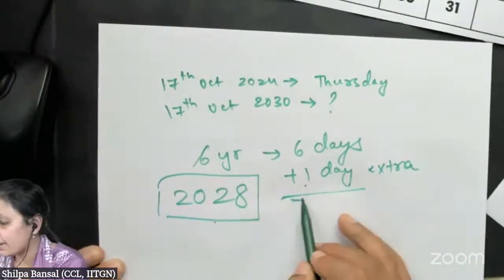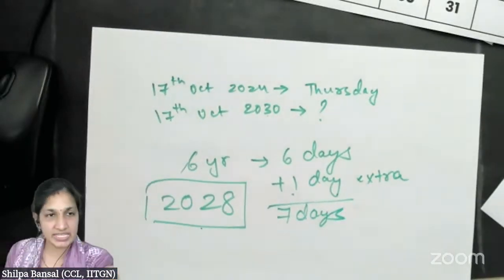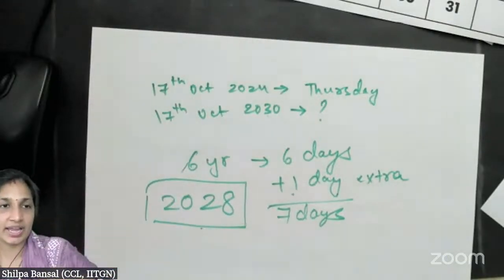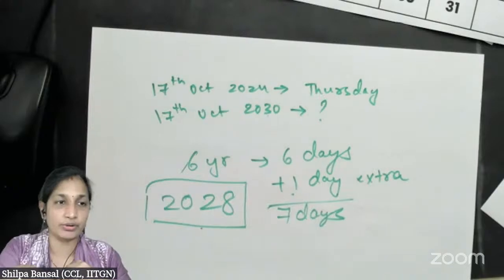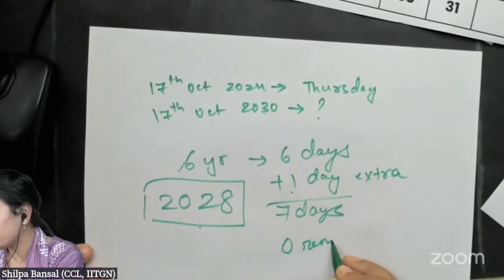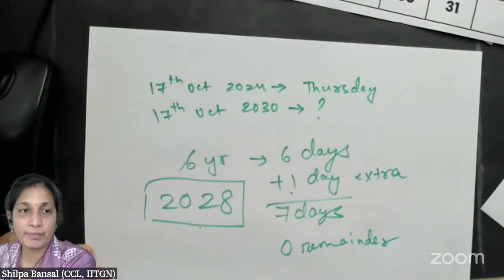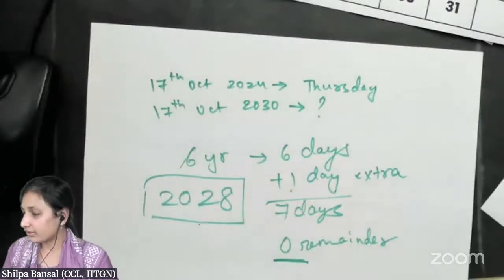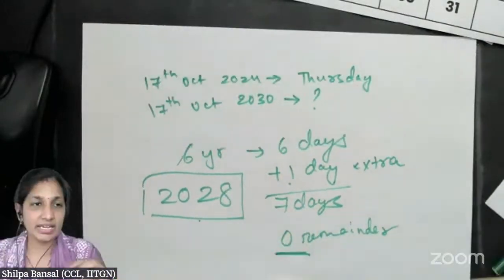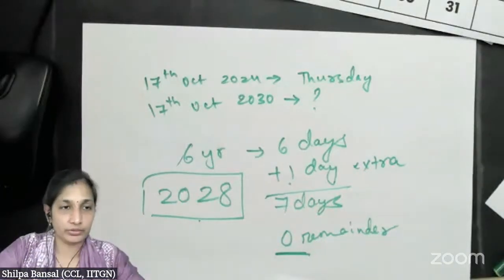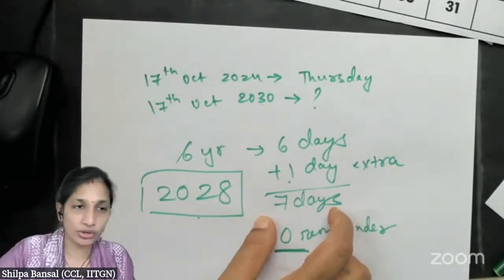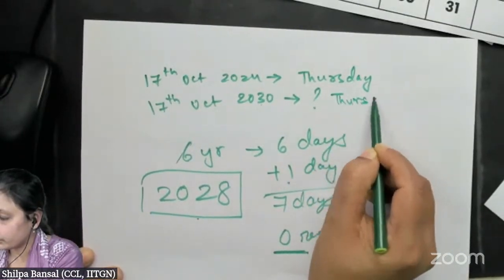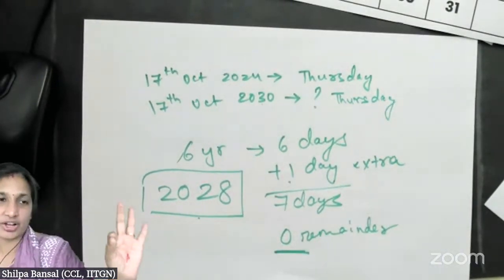So total 7 days, and 7 days means the same day will be there. Thursday, 7 days means it is Thursday. Again, after 7 days, it will be Thursday only. No remainder, 0 is the remainder here. So we are not moving anything. It is Thursday only. So how many years you are crossing, and take leap year also. 7 days means no remainder is there. So 0 remainder. So it will be Thursday only. So a little bit of logic is there on this.